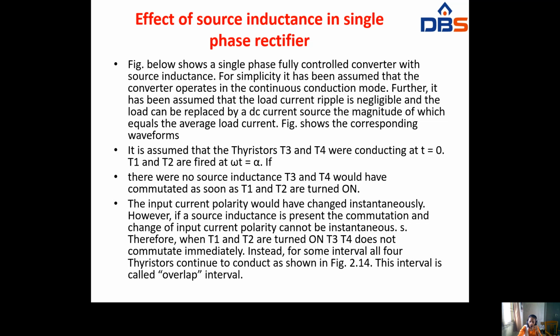If there were no source inductance, T3 and T4 would commutate as T1, T2 are turned on, so the input current polarity would have changed instantly. However, if a source inductance is present, the commutation and the change of input current polarity can't be instantaneous. Therefore, when T1 and T2 are turned on, T3 and T4 do not commutate immediately. Instead, for some interval, all four thyristors continue to conduct as shown in the figure. The interval is called the overlap interval.